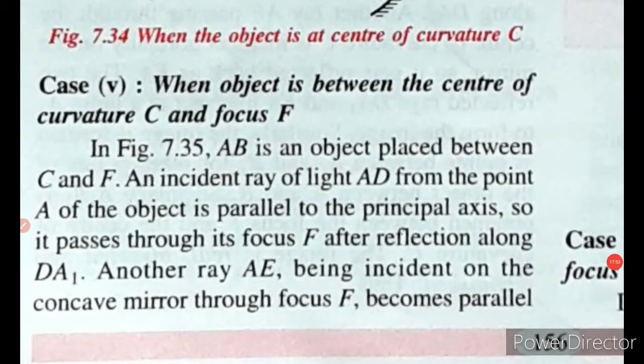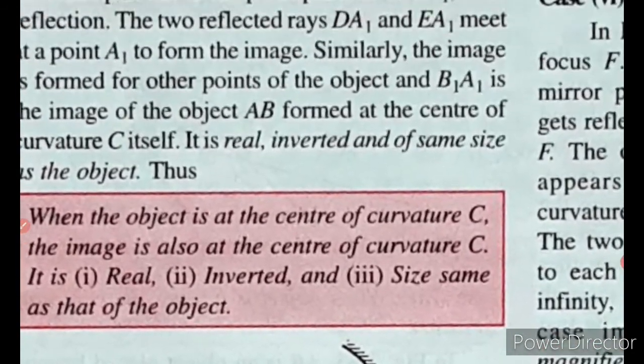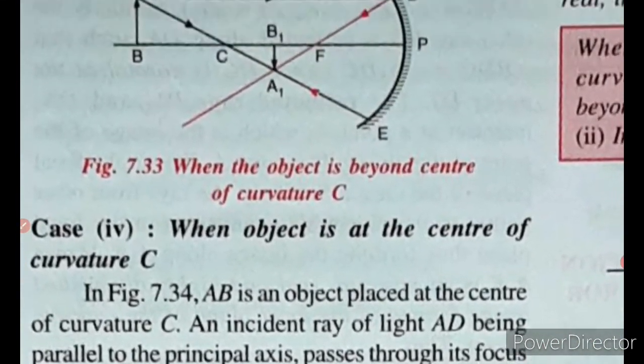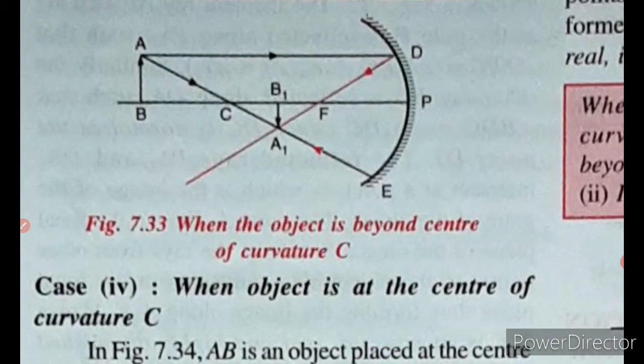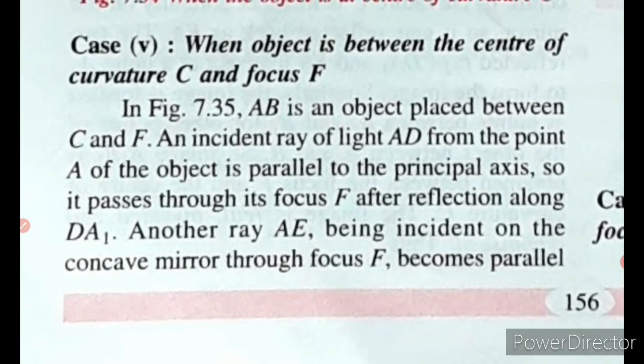So coming to case 5, when the object is between the center of curvature and the focus. This case is just the opposite of case number 3, right, this diagram. Here the image is found between the center of curvature and the focus, but now we are putting the object between the center of curvature and the focus.